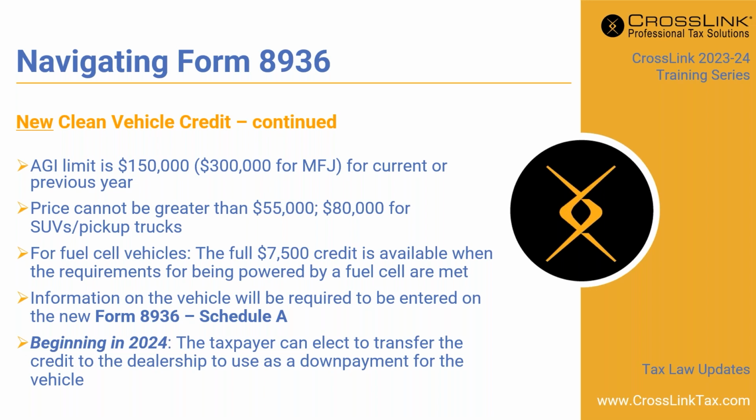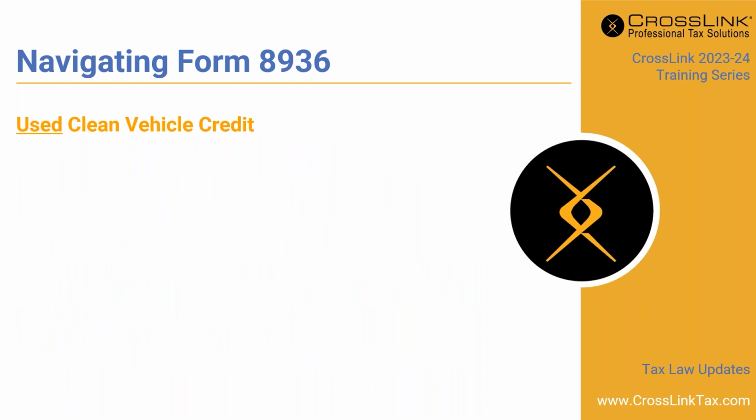Now, beginning in 2024, so again, for the upcoming year, the taxpayer can elect to transfer the credit to the dealership to use as a down payment for the vehicle. That's a coming attraction, if you will, but that is going to be interesting, that people will be able to use their credit towards the payment or down payment of the car. Okay? Now, when it comes to the used clean vehicle credit, there are some stipulations or criteria that have to be met as well.